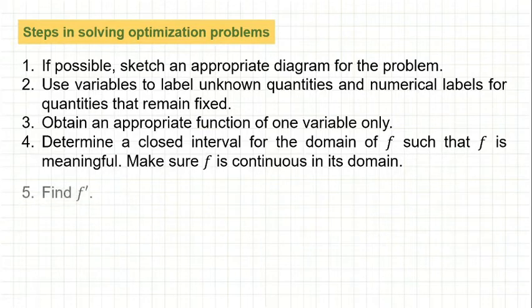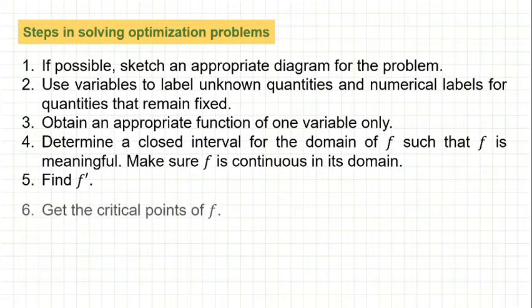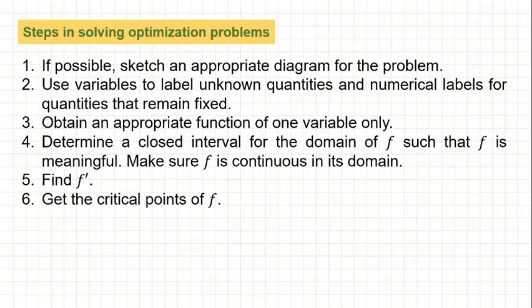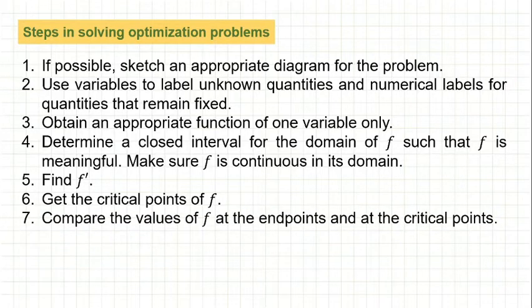Okay? Next, we are going to find f prime or the derivative of f so that after that we can get the critical points of f, because the critical points of f occur when the derivative of the function at that point is equal to 0 or the derivative does not exist. Okay? Then, we are going to compare the values of f at the endpoints and at the critical point. So here, we are now applying the extreme value theorem.